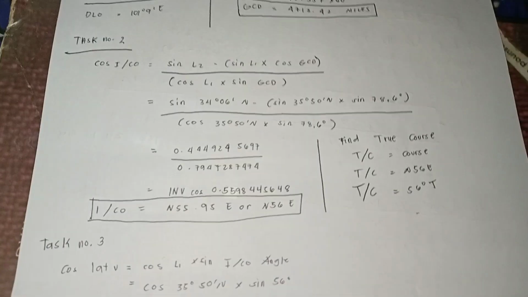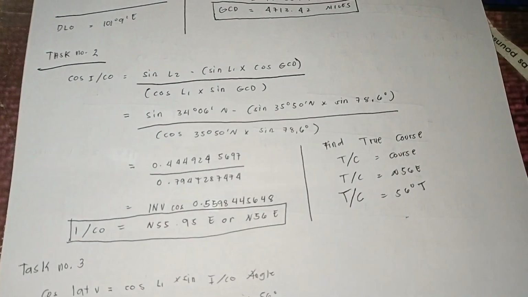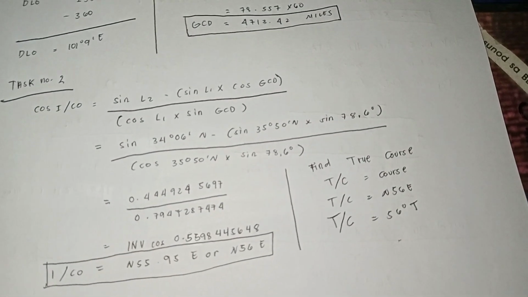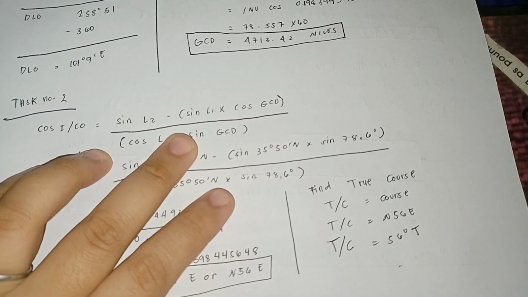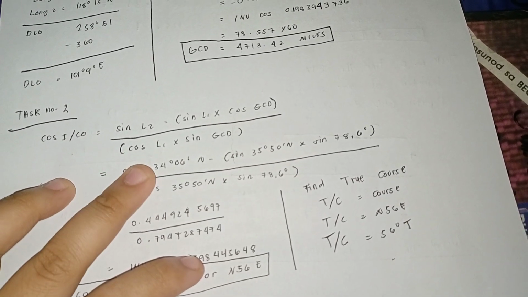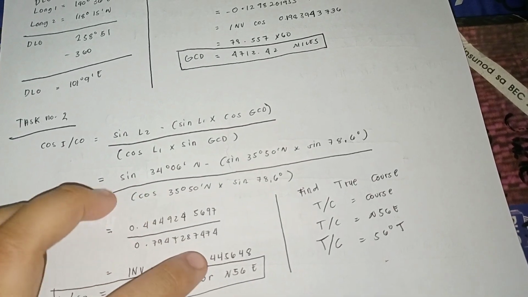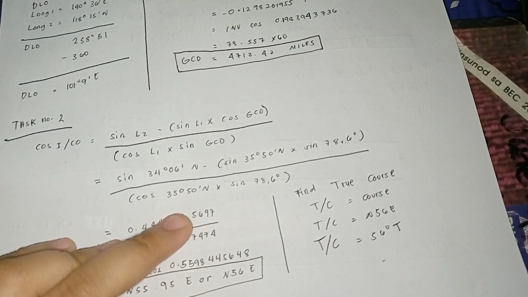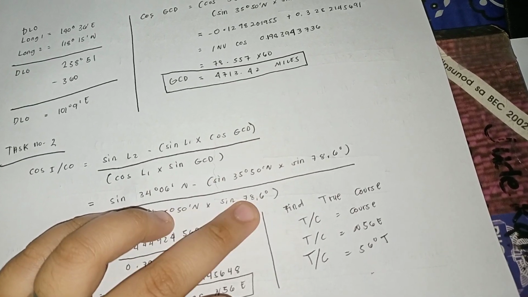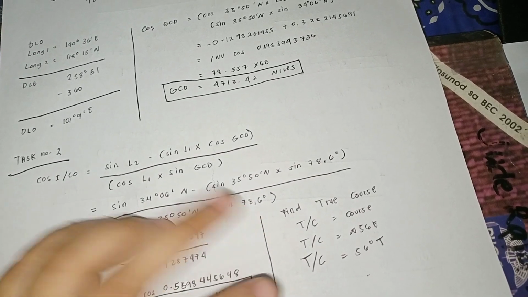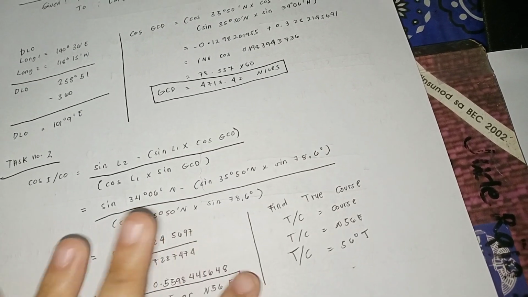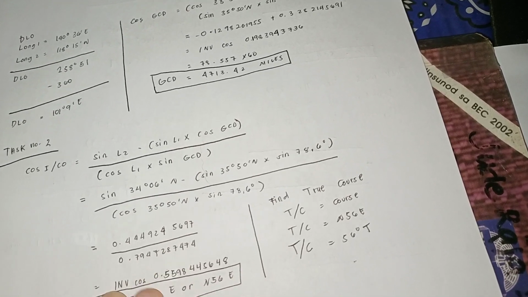For our task 2, we have the initial course angle and convert it into the initial true course. For our task 2, we have sine L2 minus sine L1 times cos GCD over cos L1 times sine GCD. So our sine 34°06' north minus sine 35°50' north times cos 78.6° over cos 35°50' north times sine 78.6°.